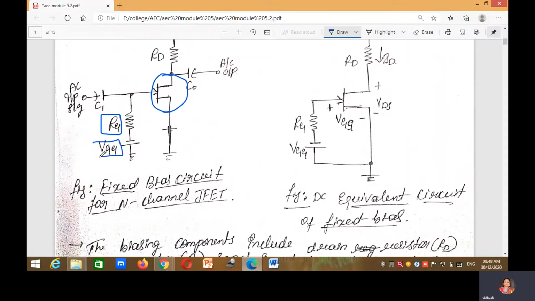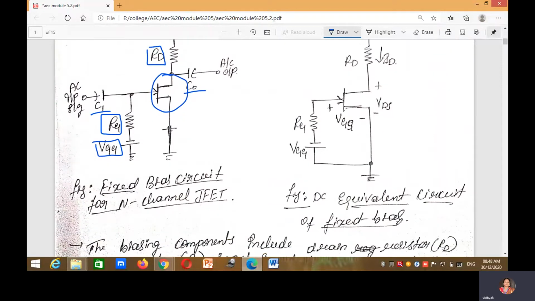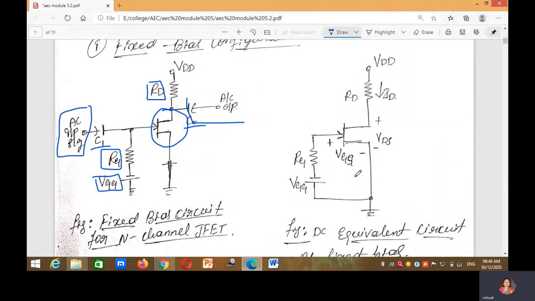This is VGG. This one is RD, the drain resistance, and RG, the gate resistance, and these two are coupling capacitors. And this is the equivalent circuit of fixed bias. Just we have removed the AC source. These will become open circuits, that's why they have not considered the capacitance. When you consider the DC equivalent circuit, the capacitor will become open circuit.